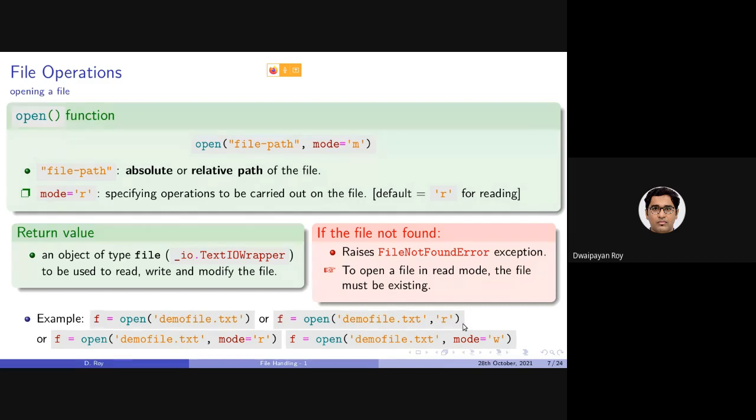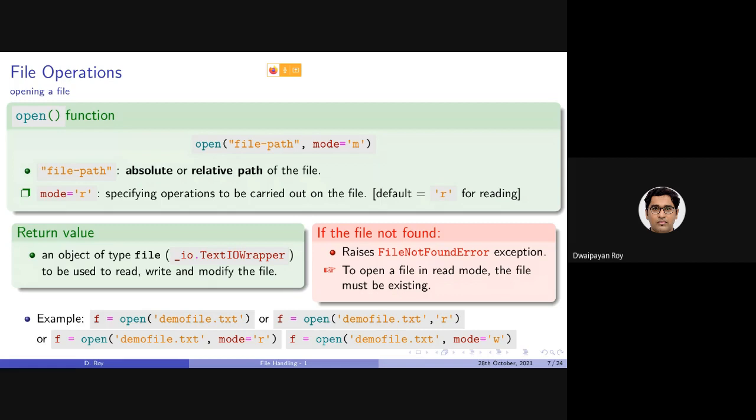Okay. Note that if we want to read from the file, this file path should be existing. Otherwise, file not found error exception will be raised by the Python interpreter. In case we want to write in a file, this file path may not be existing. If it is existing, the existing content in the file will be overwritten by the text that we will be putting in the file later on.